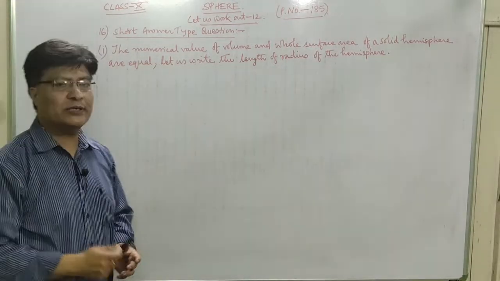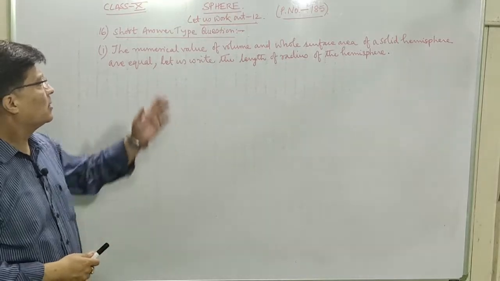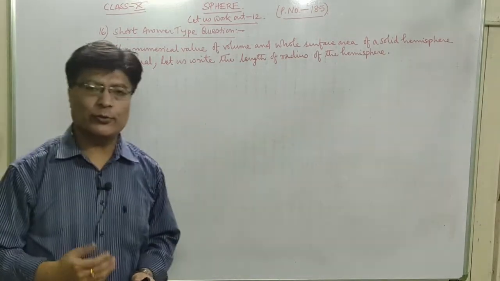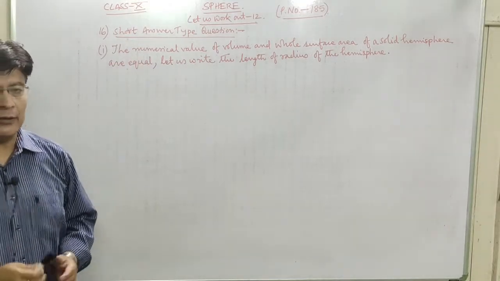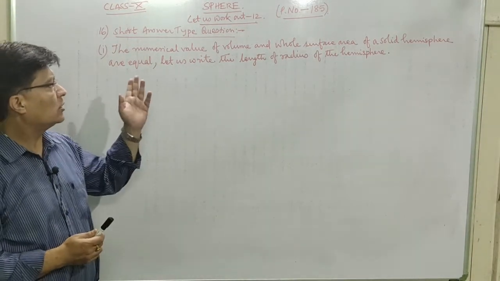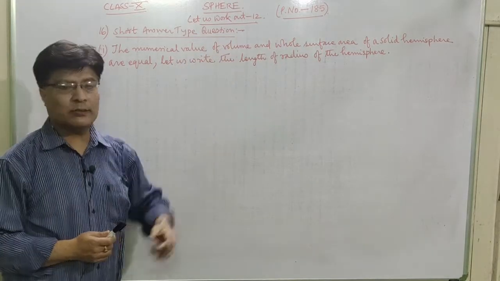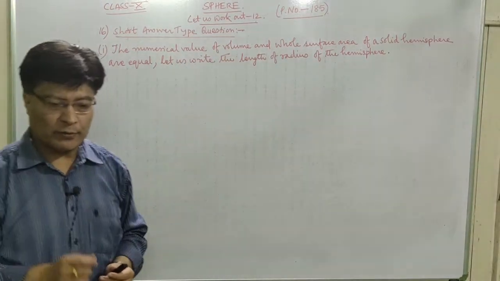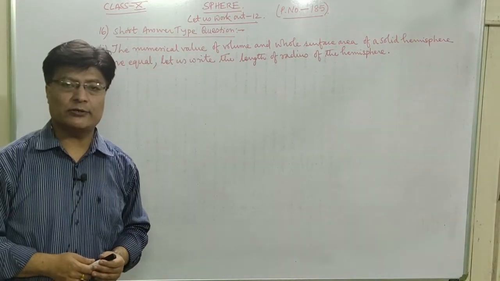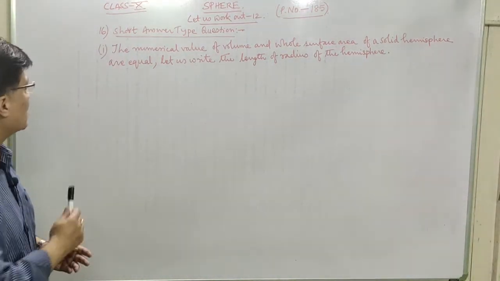So now I am doing class for class 10. The topic is sphere. In the last online class also we were doing the same topic, that is sphere. So today is the continuation class. Let us work out exercise 12, page number 185 from the book Ganit Prakash for class 10 by West Bengal Board of Secondary Education. So let's start this question now.